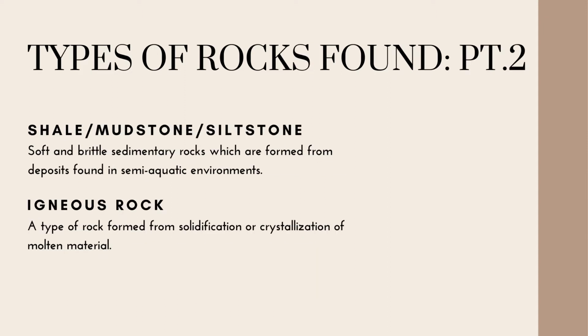Other honorable mentions. Number 1, shale, mudstone, and siltstone. These soft and brittle rocks are often composed of, once again hence the names, mud, silt, and other deposits. These rocks are laid down during times of more abundant water. This can include swamps, marshes, or just a lush rainforest. Number 2, last but not least, we have igneous rocks. This is a type of rock which is formed from the solidification or crystallization of magma. Apart from Vishnu schist, igneous rocks are mostly found in isolated pockets where volcanic activity occurred in the past.